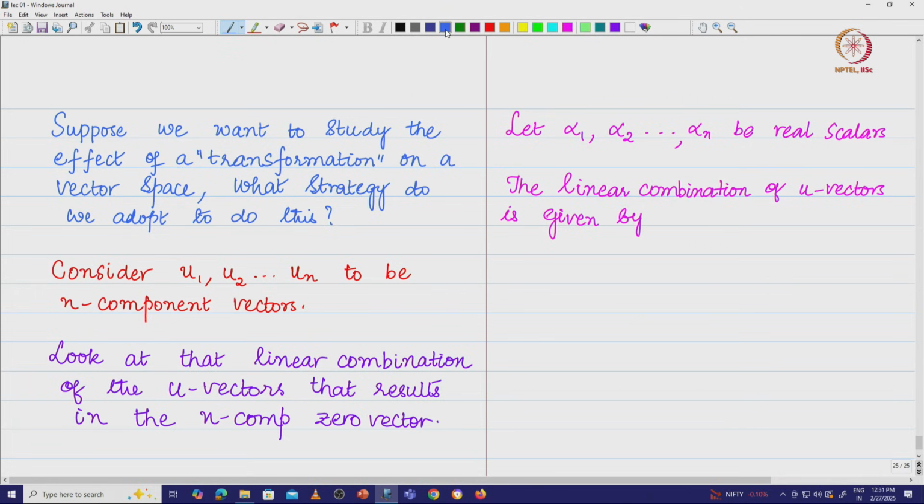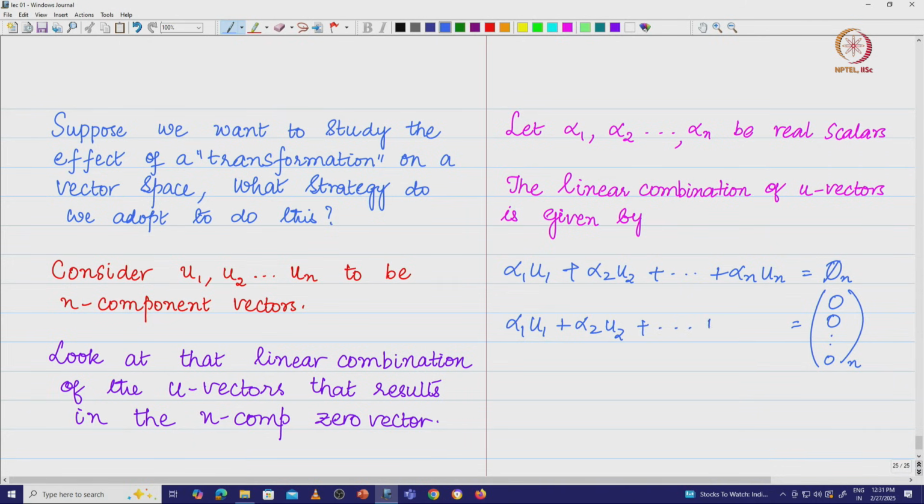alpha 1 u1 plus alpha 2 u2 plus etc., plus alpha n un, and on the right hand side I want this 0 vector which is 0 n. I will write this as 0 n, where 0 n corresponds to the n component 0 vector, 0 0 all 0, this is n component. This is the right hand side that I want with the linear combinations alpha 1 u1 plus alpha 2 u2 plus etc., plus alpha n un.